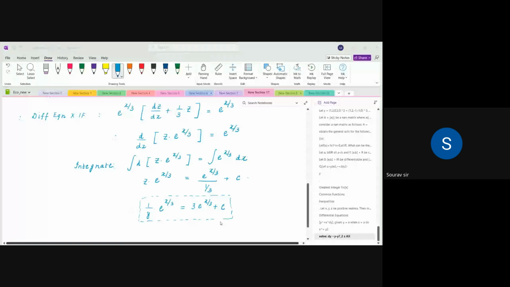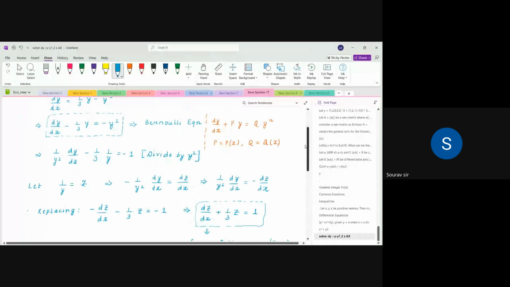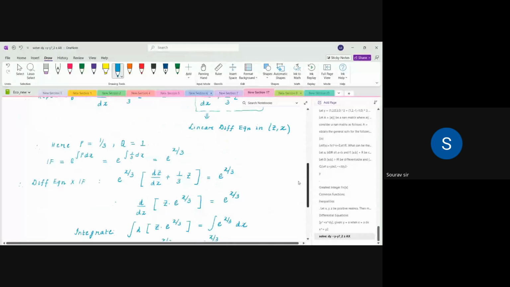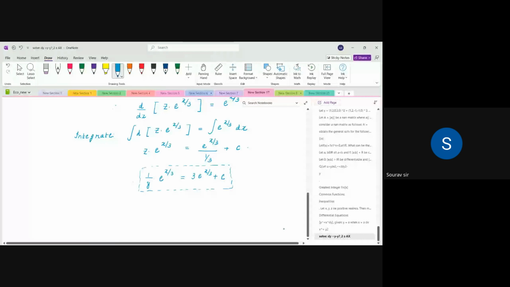Okay, perfect. So I hope this process is clear to all of you. So for Bernoulli, we'll first transform it into a linear differential equation, and then the same steps that we work out for linear differential equation follow. All right. So with this being discussed, today the next type of differential equations that we are going to discuss is known as the exact differential equations.